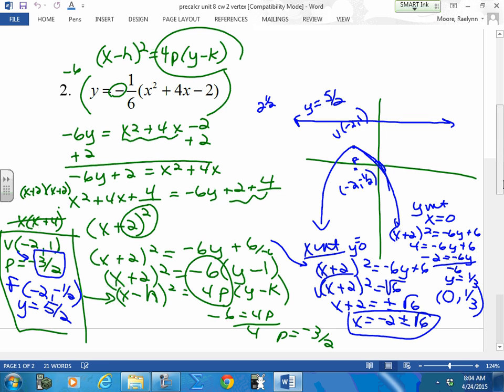Are we good with this? These require a little bit of work. We have to get it in the format. We have to complete the square. We have to find the p, sketch, and the intercepts take a little bit of work. Okay, one more.